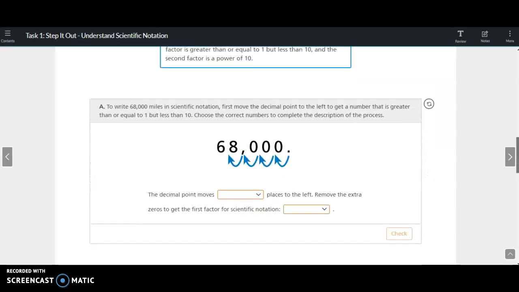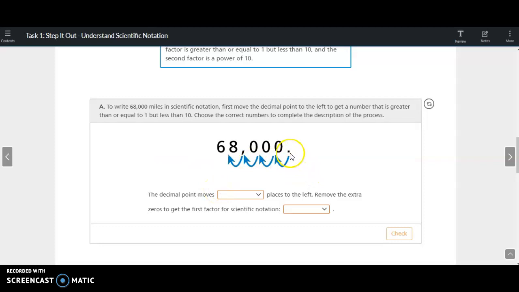So let's take a look at the number 68,000. If we wanted to write 68,000 miles in scientific notation, we need to move the decimal point to the left so that we get a single whole digit number between 1 and 10. So that number will always be 1 point something or 9 point something or something in between. We cannot have a 0 as the first digit because that is not a whole number, and we cannot have 10. 10 is a double digit number.